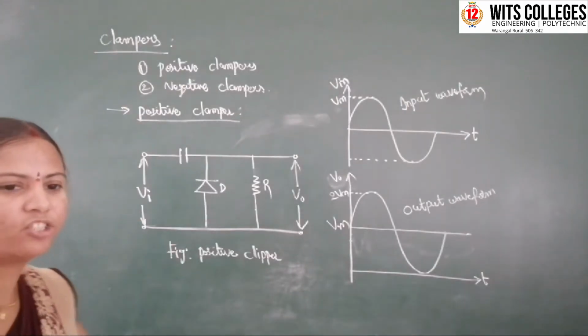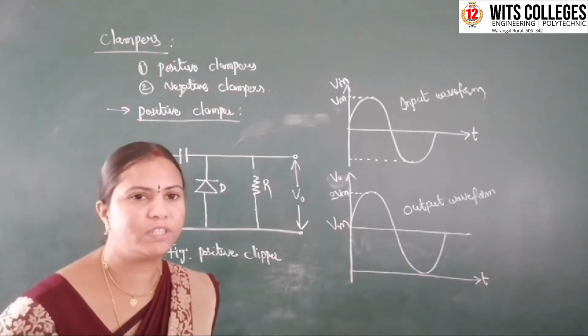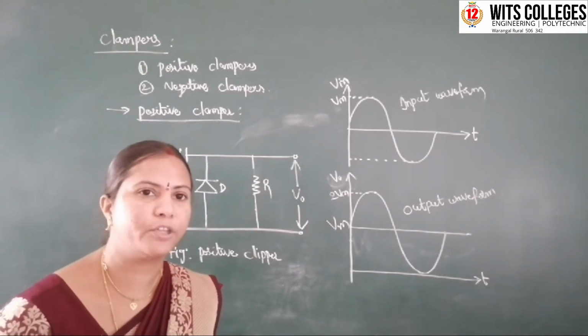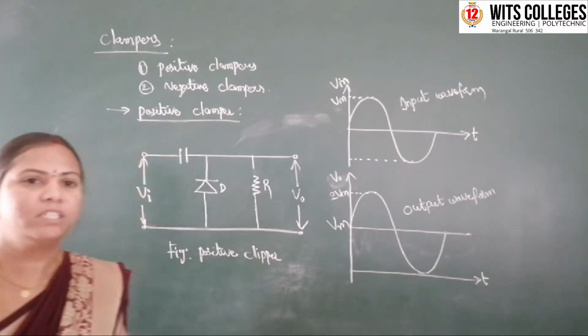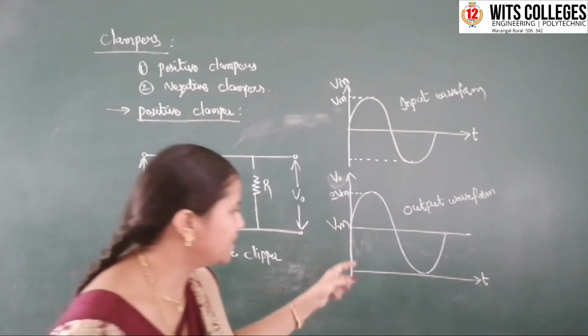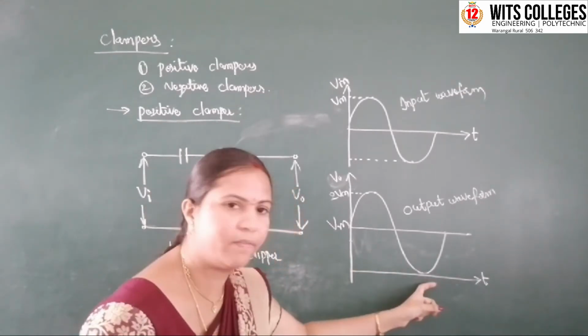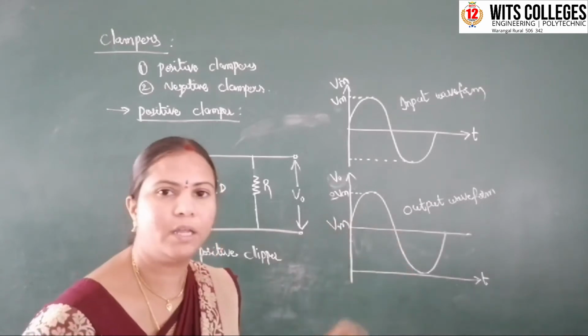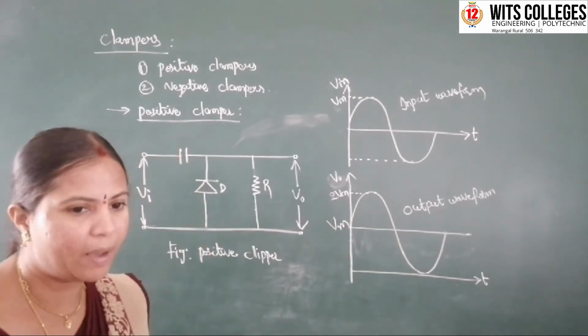So what is the definition of clampers? The circuit with which the waveform is shifted to a different DC level is nothing but a clamper. So this is the DC level, and it is shifted to the upper side. This is the definition of clampers.